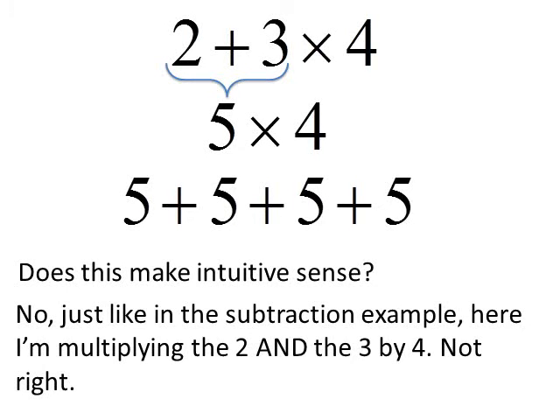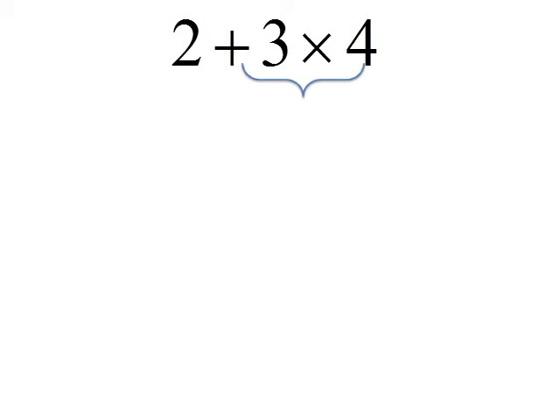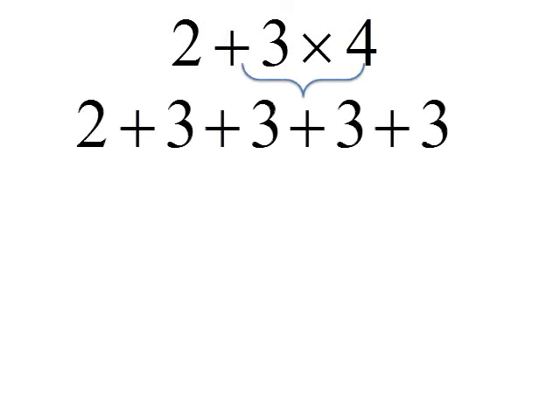Okay, no, just like the subtraction, I'm not multiplying the 2 and the 3 by 4, so that doesn't seem to be right. Now let's take the 3 plus 4. Now you see I can write, without doing the first step of the problem, 2 plus 3 plus 3 plus 3. I can rewrite it as an addition problem. And I shouldn't get 13, I should get 14. Keep that in mind. Now that makes much more sense that I can rewrite it as an addition problem.